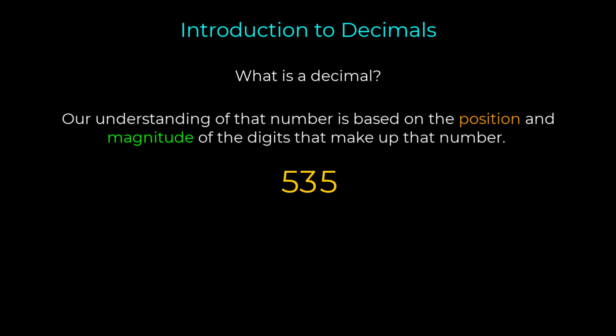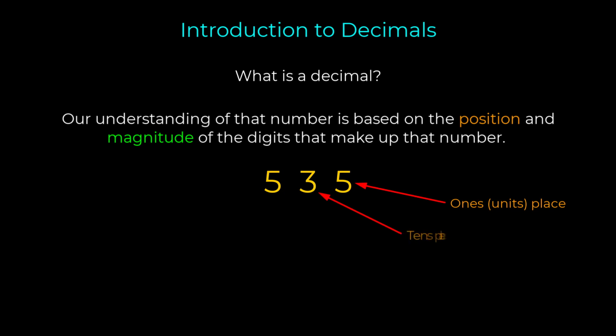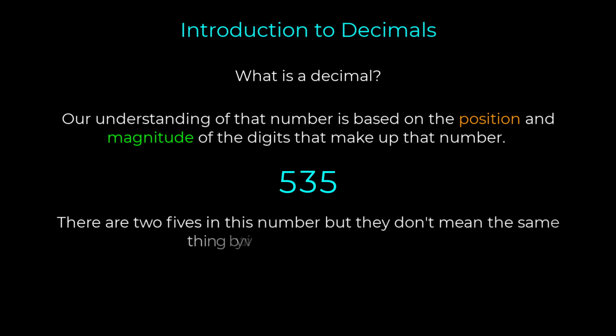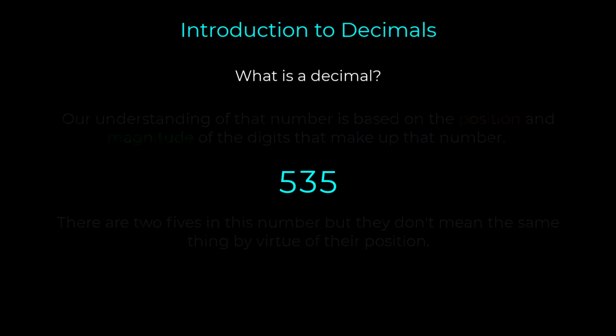We would explain that the rightmost digit occupies the ones or units place, the digit immediately to the left occupies the tens place, and the digit to the left of that occupies the hundreds place. So the notation I've shown means that our number has 5 hundreds, 3 tens, and 5 ones, 535. There are 2 5s in this number, but they don't mean the same thing by virtue of their position.